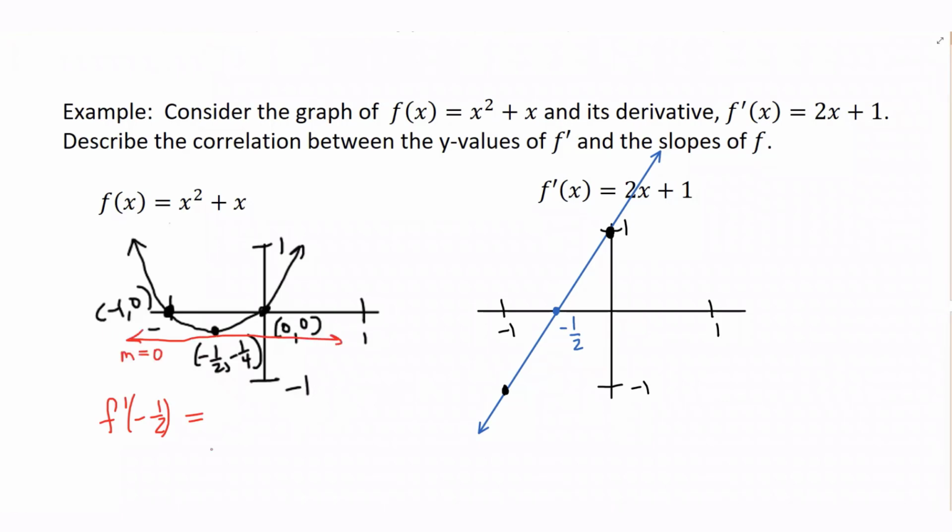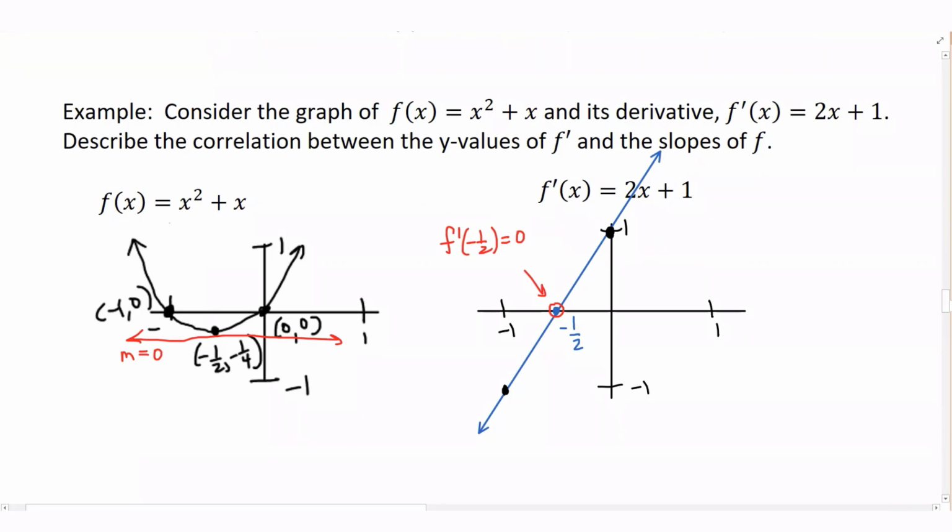When you're describing the slope of a function, you're describing the value of its derivative, which is why it makes sense that over here on the graph of f prime, f prime of negative 1/2 is 0, right? The y value of the derivative is exactly the slope of the original function. So let's see if that's true in other places.